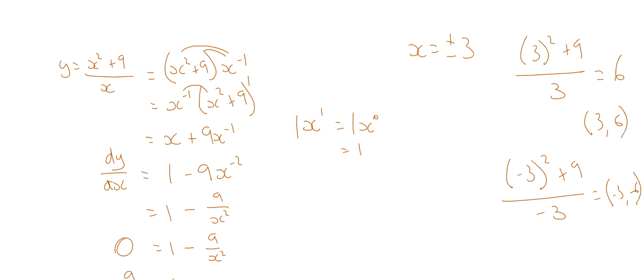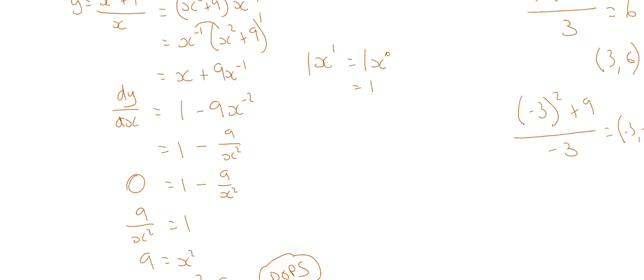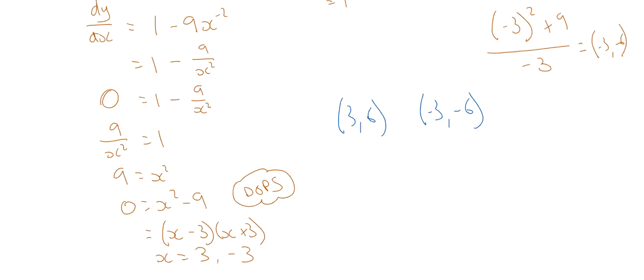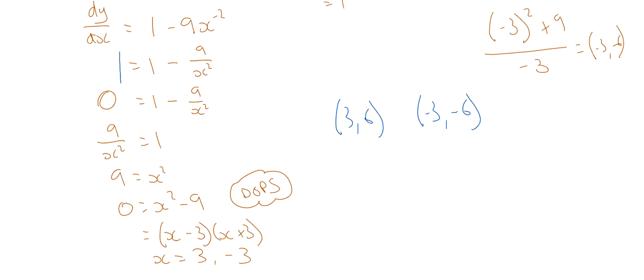Great. I still don't know if they're maximums or minimums. So I'm going to write them in a different color just so I can keep track of what I'm doing. I've got (3, 6) and (-3, -6). I would like to know if these are maximum or minimum turning points. So I am going to use my second derivative. Let's go back to what we said the derivative was.